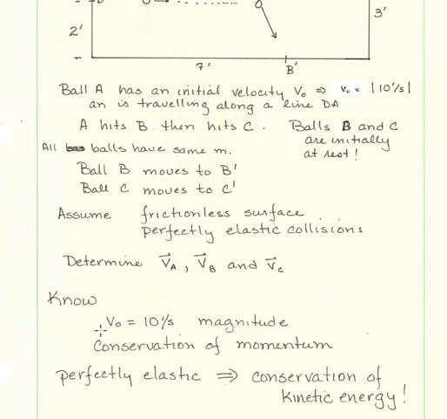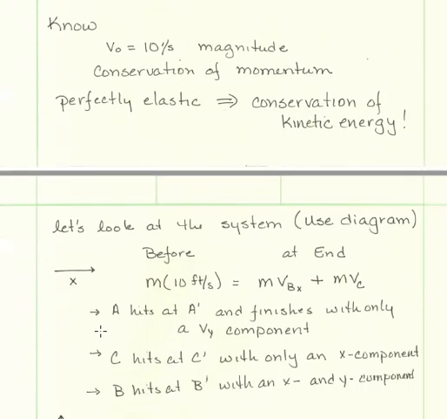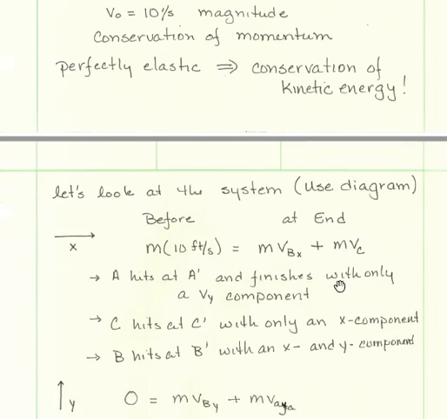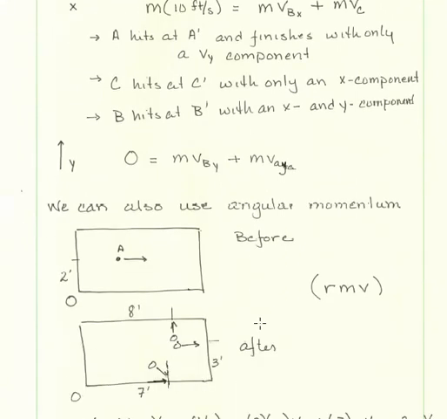So let's look at the before and after of our collision. Before our collision, in the X direction, A is going to hit and it's going to finish with only a Y component. So at the very end, we've got the mass times the velocity of B in the X direction, and then the mass times the velocity of C. In the Y direction, we've got no Y momentum initially. We only have our velocity in the B Y direction, and we have our velocity in the A Y direction at the end. We can also use our angular momentum.